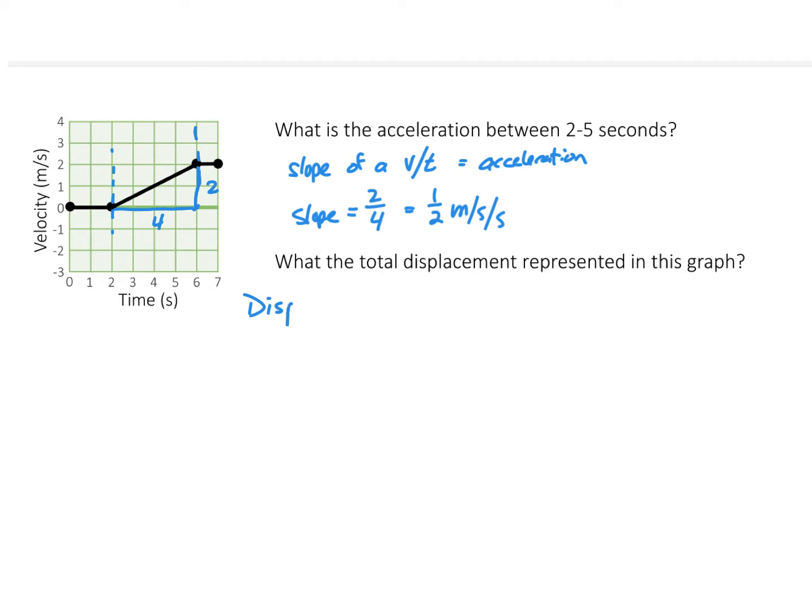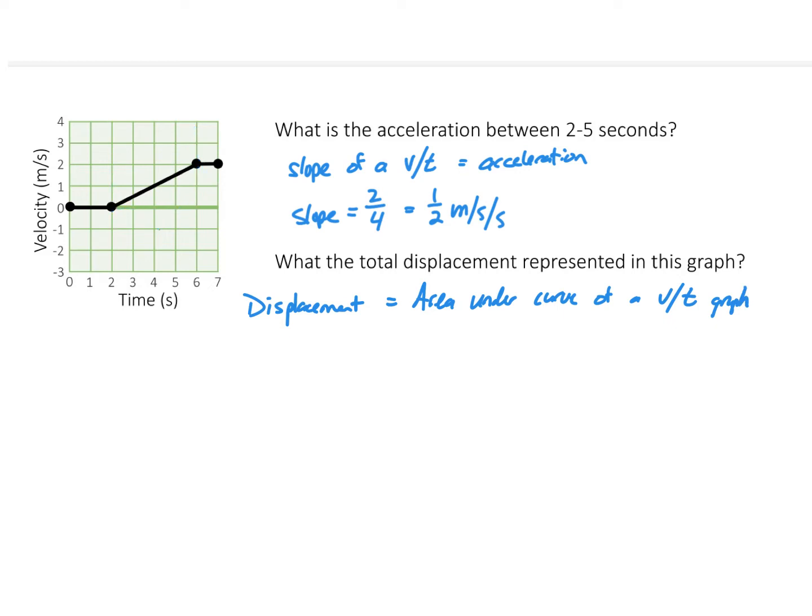Now thinking about displacement, we're going to want to figure out the area under the curve. And displacement is going to tell us not the total distance traveled, but the total movement from the start. So we're going to find the area under the curve of the velocity time graph.